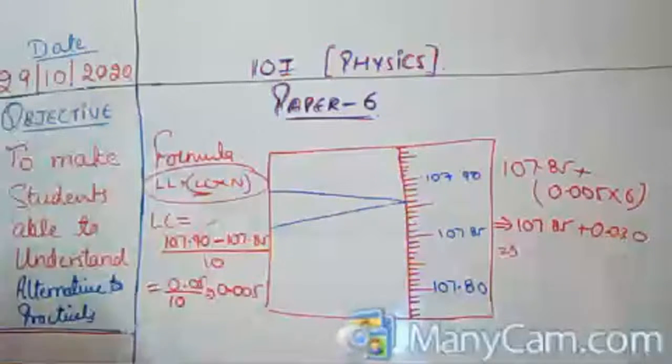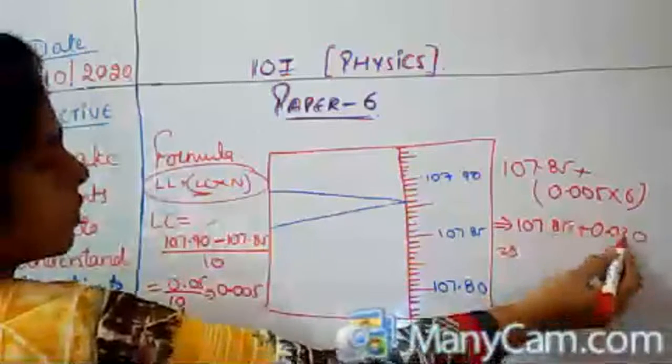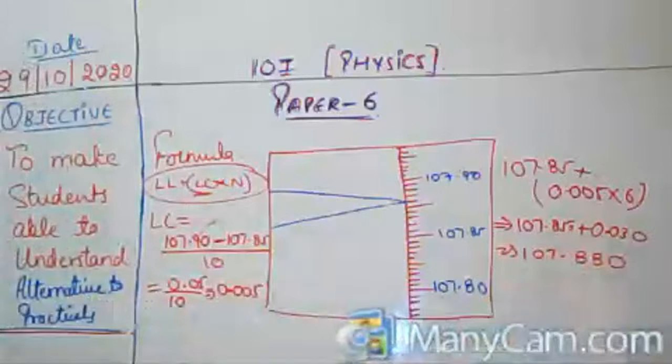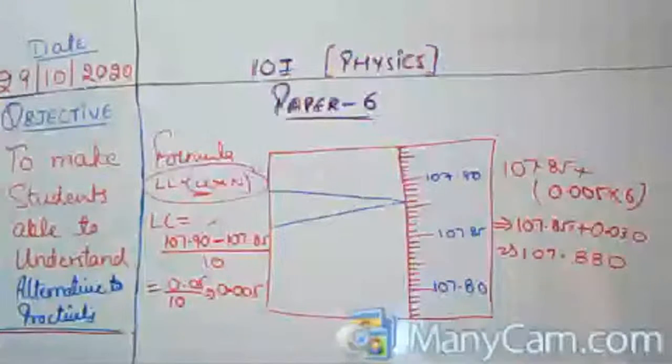Here it will come to 8.701. So it is 107.880.